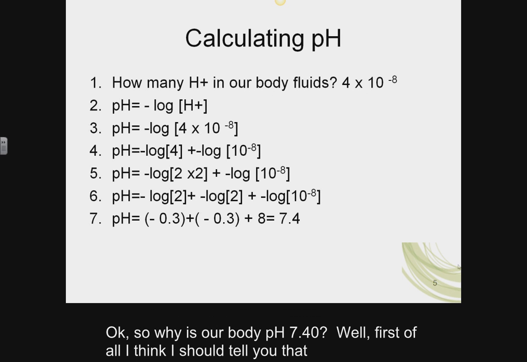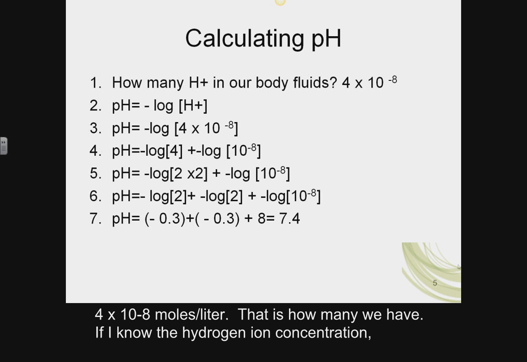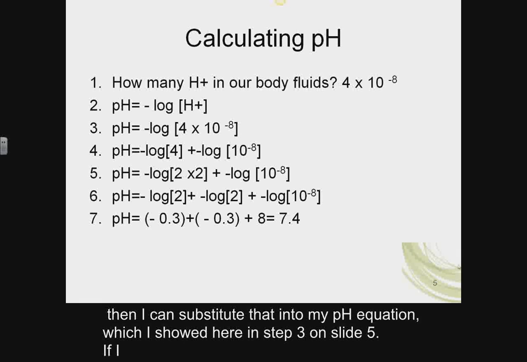Well, first of all, I think I should tell you that the amount of hydrogen ions in our body fluids has been quantified. And that number is 4 times 10 to the negative 8 moles per liter. That is how many hydrogen ions we have. If I know the hydrogen ion concentration, then I can substitute that into my pH equation, which I show here in step 3 on slide 5.